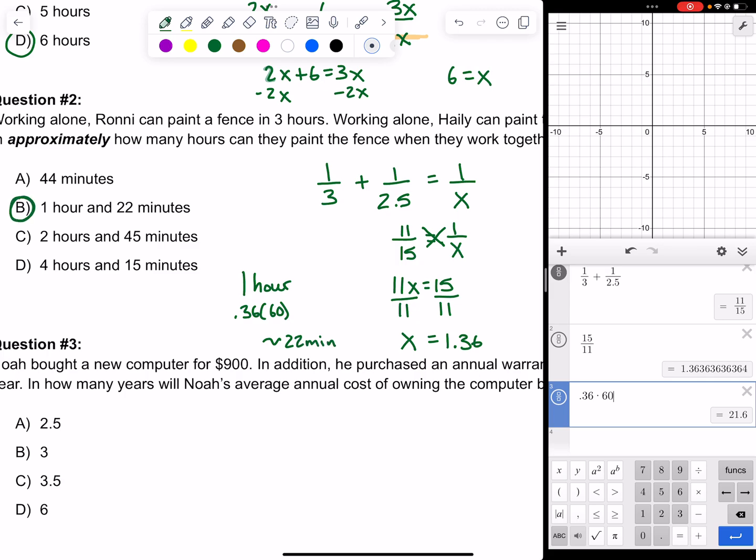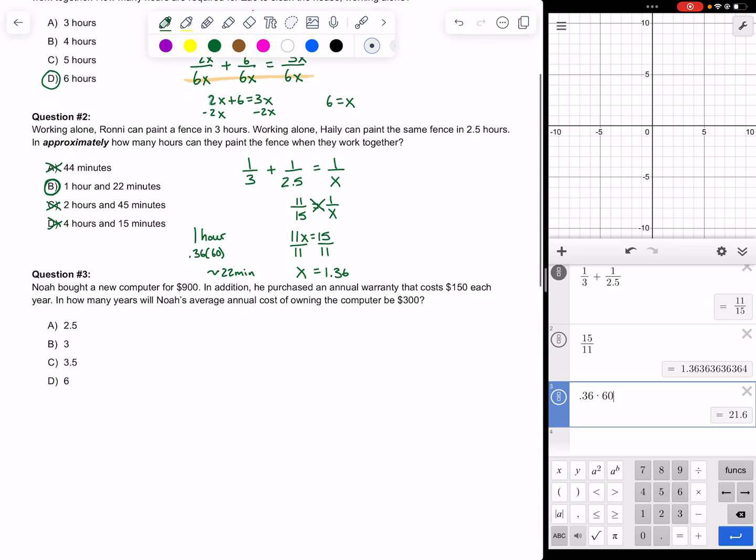So that looks like B would be correct. And we could also tell it's over 1 hour. So A is wrong, C and D are too big. So we could have even noticed that and saved us a little time.